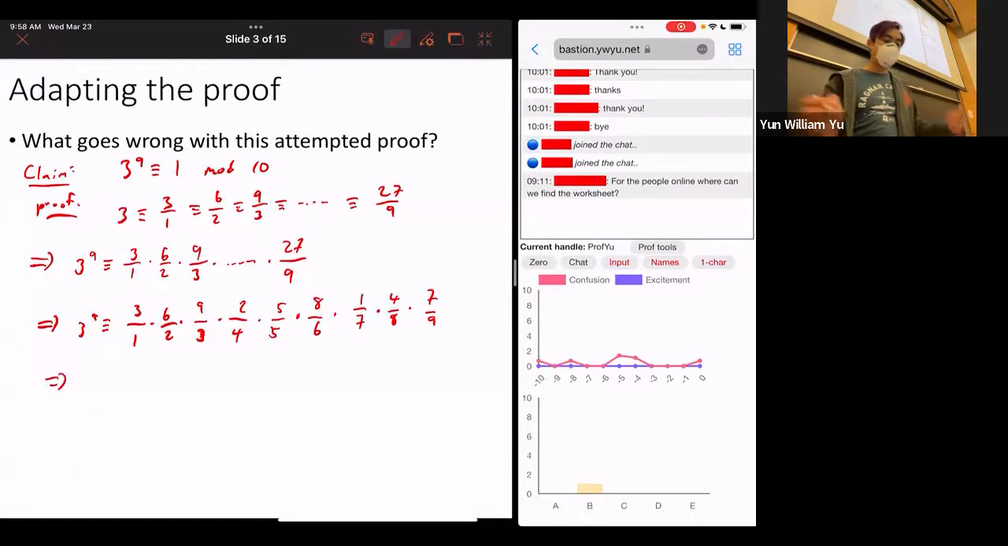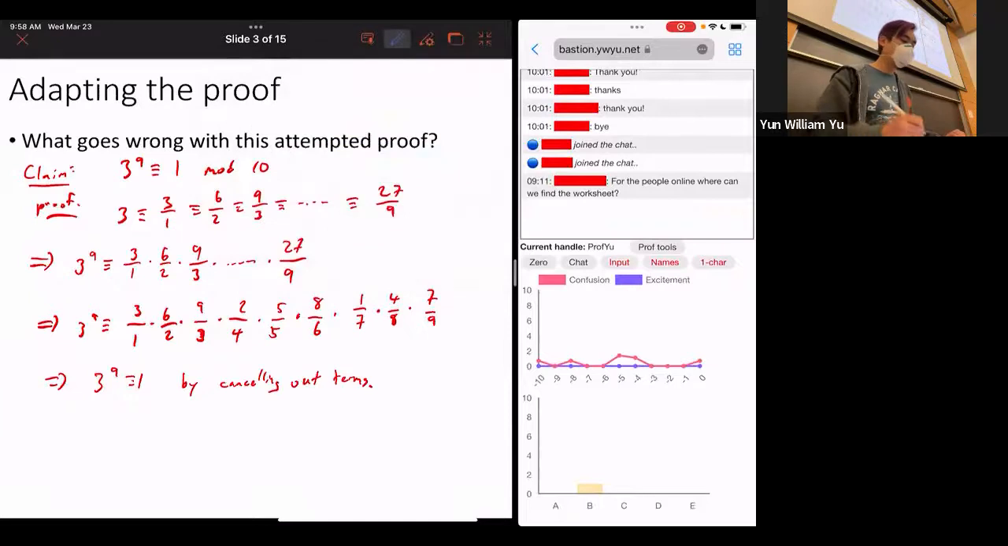And so then, of course, notice you have all the different numbers because we already said that all the multiples of 3 are all the numbers. And so this implies that 3 to the 9 is congruent to 1 by canceling out terms.